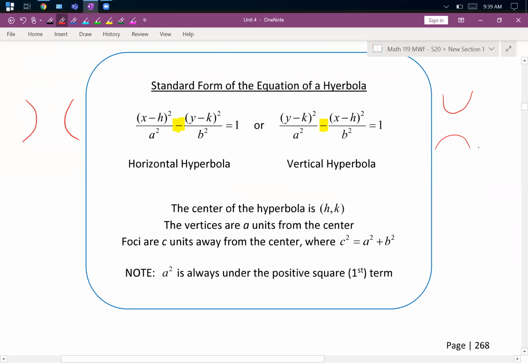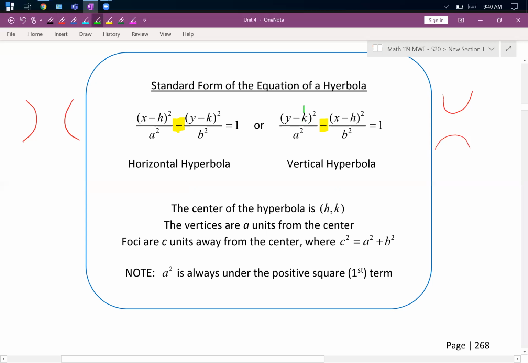The center is (h, k), but you've got to be super careful here because the h is always with the x and the k is always with the y. So you can't just go in order and say, oh, my center is this number and then this number. You really have to pay attention to h being with x and k being with y. There's plenty of times I've done it backwards and had my center off because the y was first.